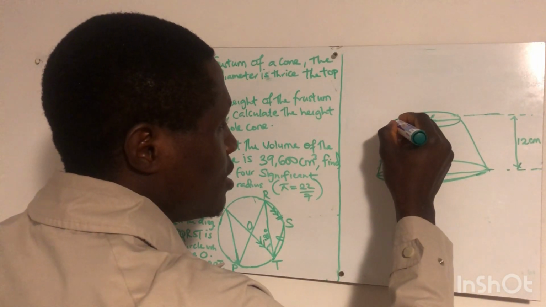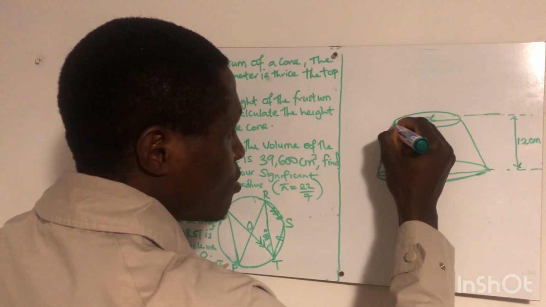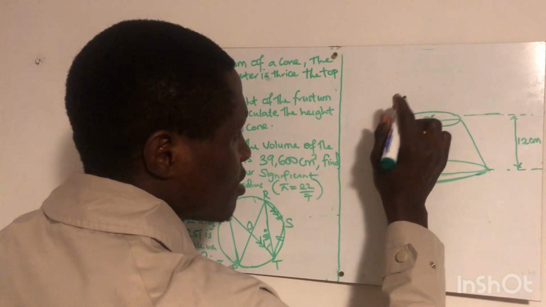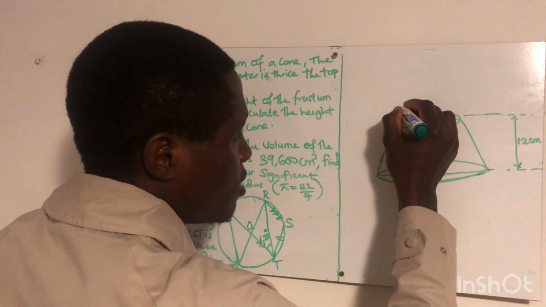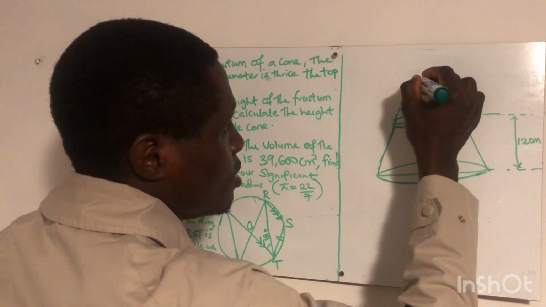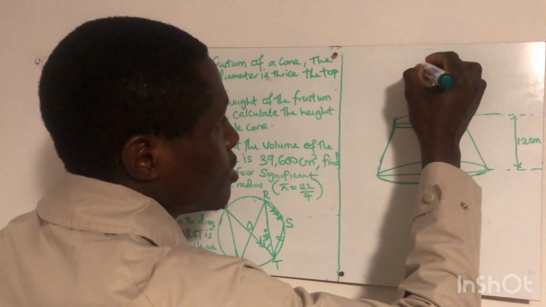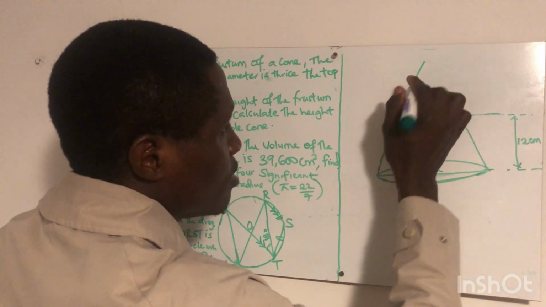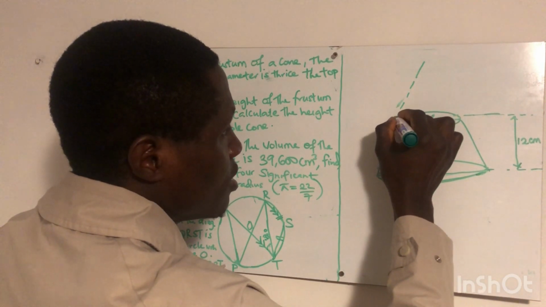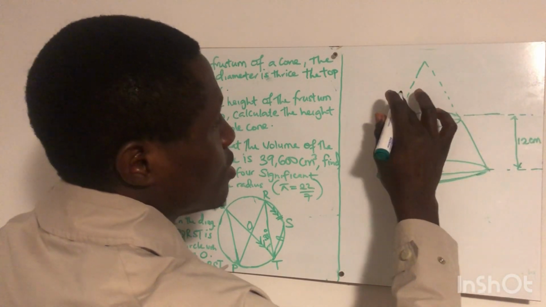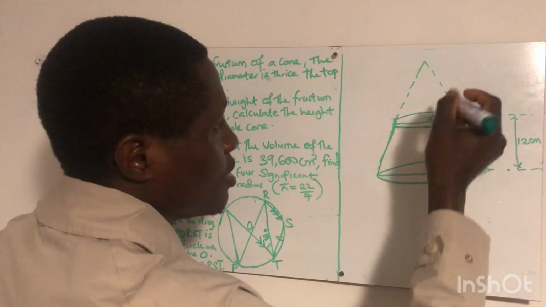So how do you complete it? You have to draw something like this. I'm going to try and sketch it. If I use a dashed line to complete the cone, this is my apex, and then I join it here. Not perfect, but at least let's form a cone. So now this is a complete cone.